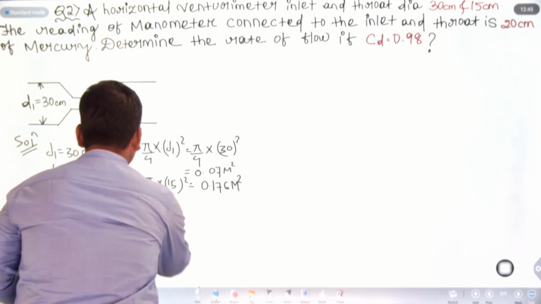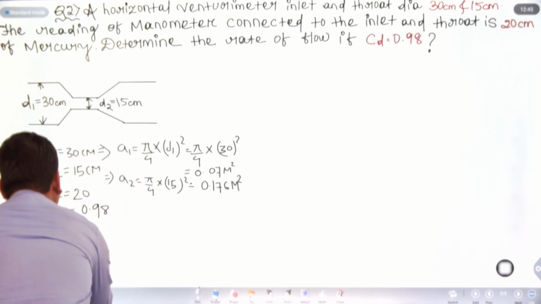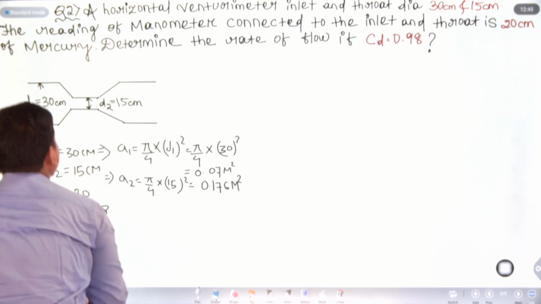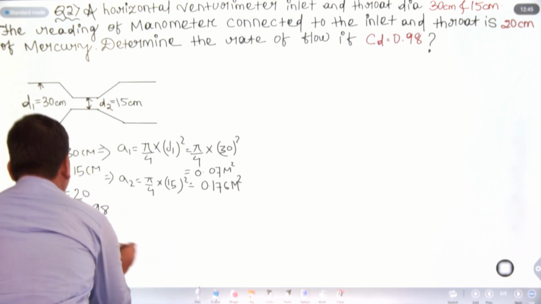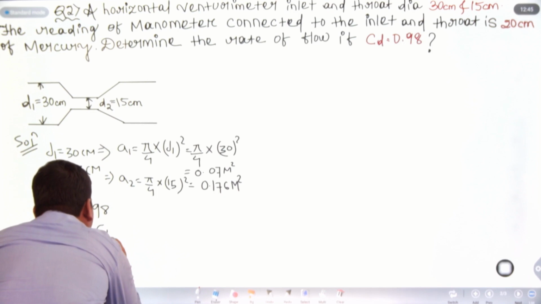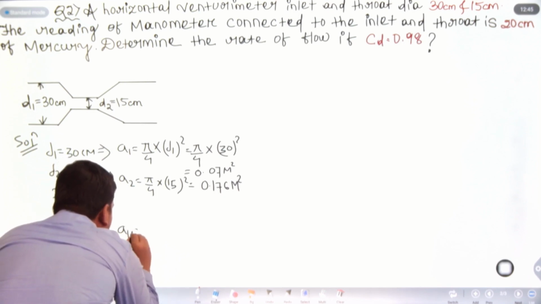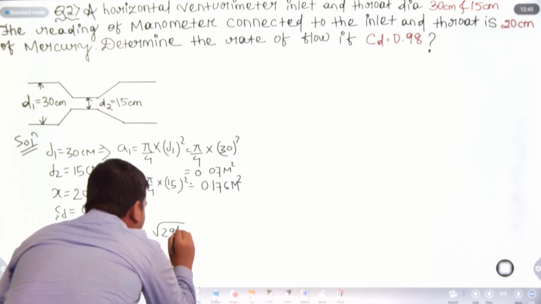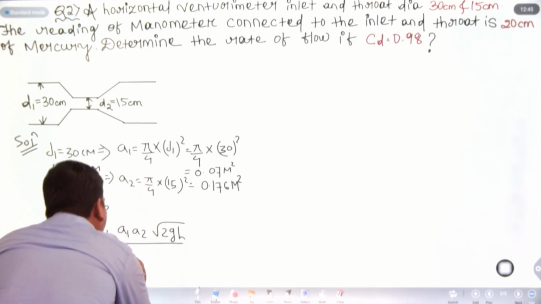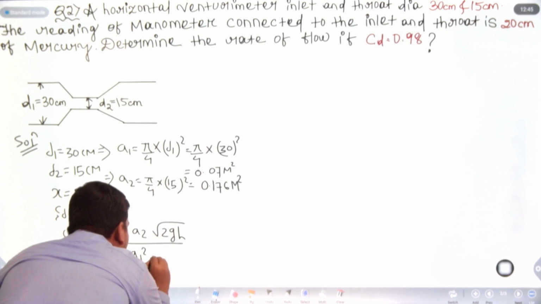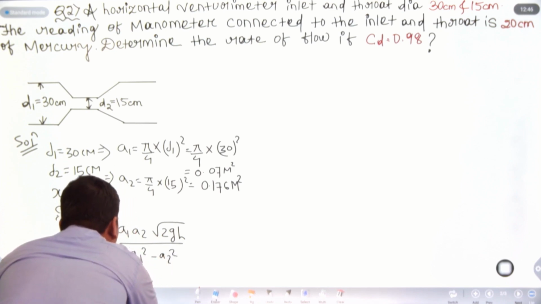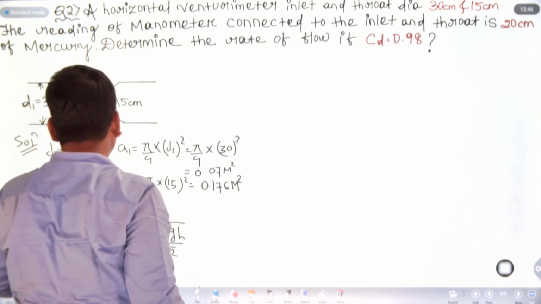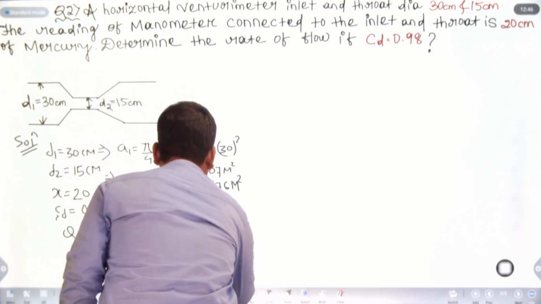Now we know that your discharge Q is equal to Cd A1 A2 root over 2gh divided by root over A1 square minus A2 square. Now putting these values.